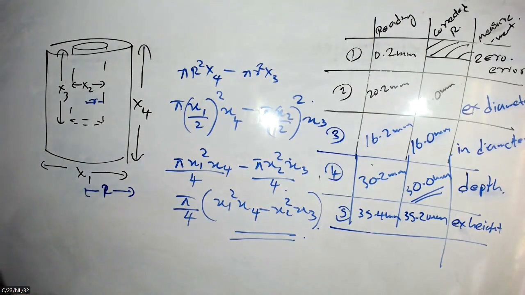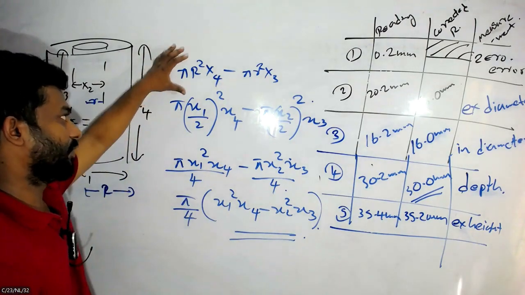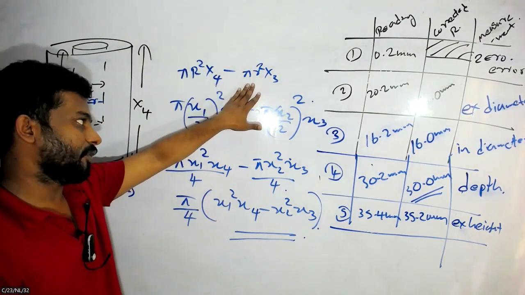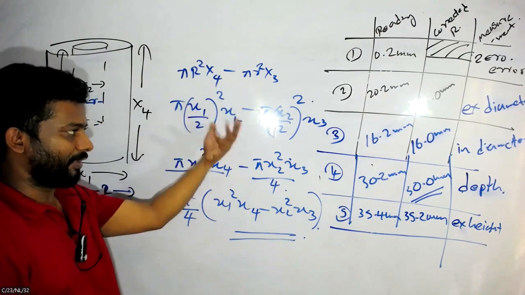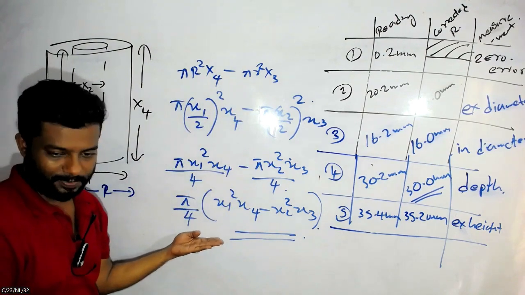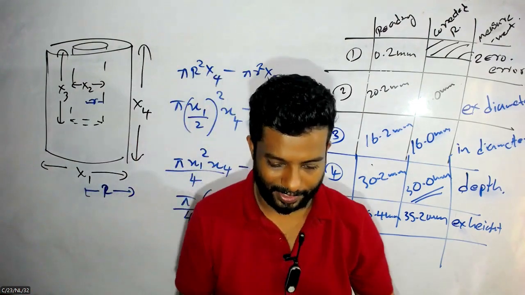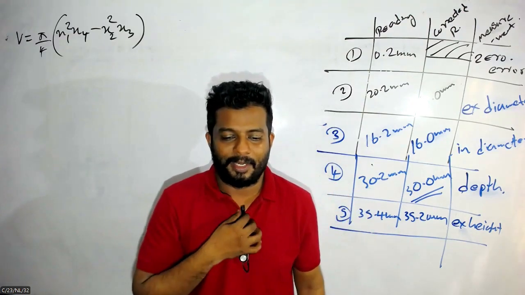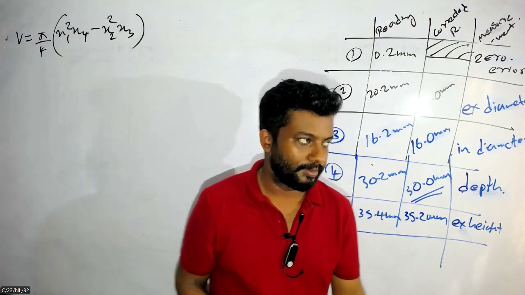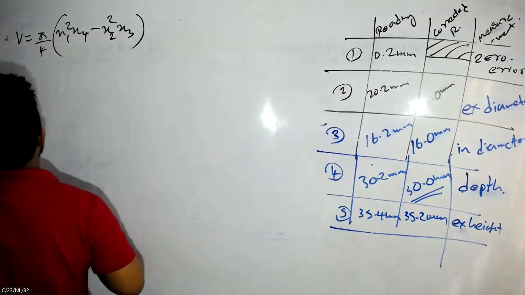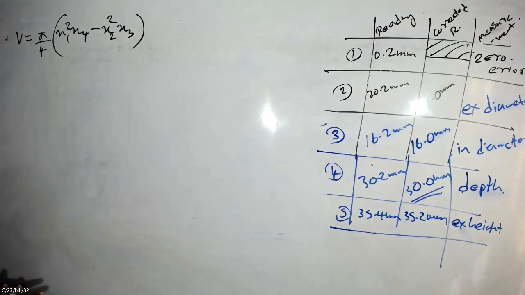Right? First, find the volume of the whole cylinder, then the volume of the cavity. Then you can deduct the volume of the cavity from the volume of the whole cylinder, and then you can obtain this expression. Right. Let's see the next part. In the next part, you have to substitute the given values for these symbols, then you can find the volume.